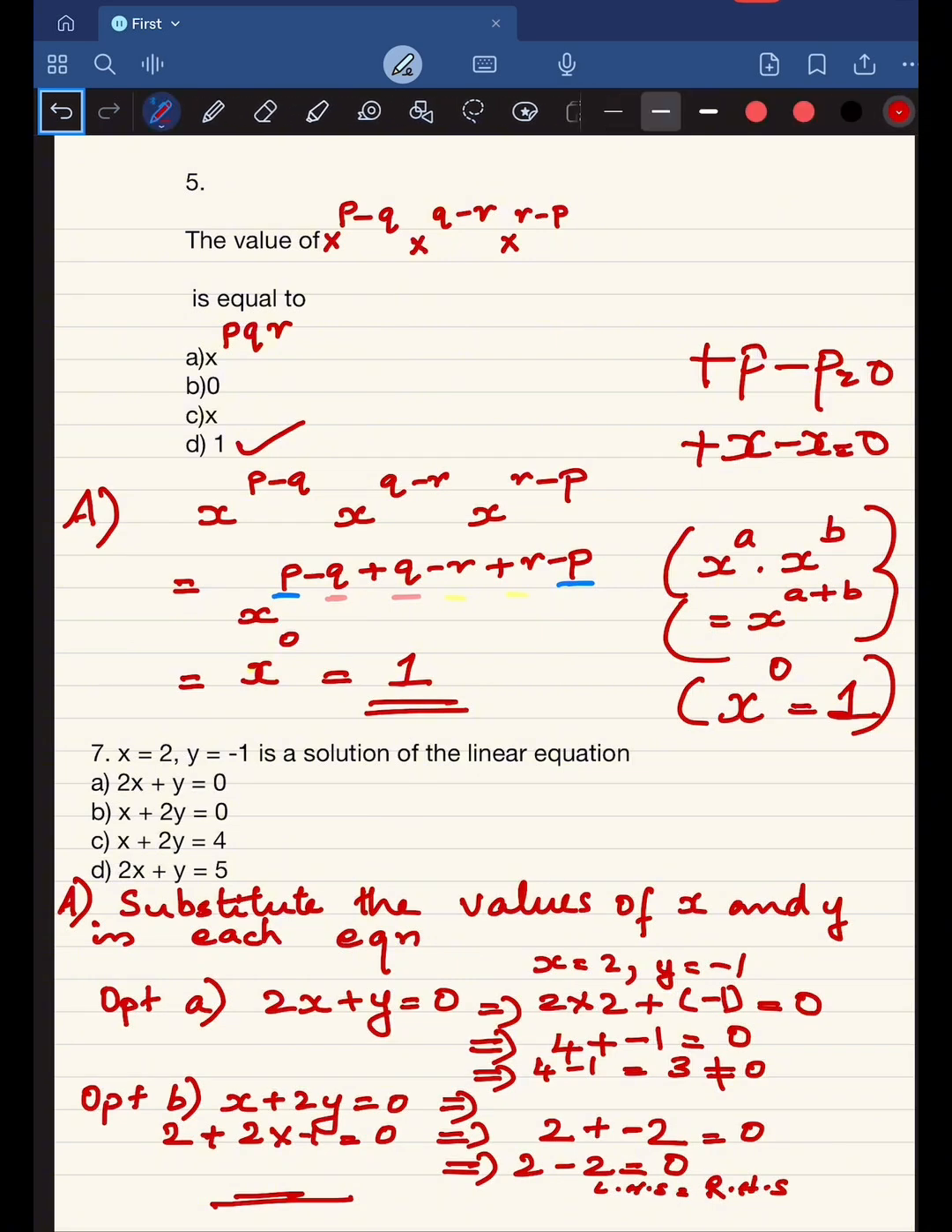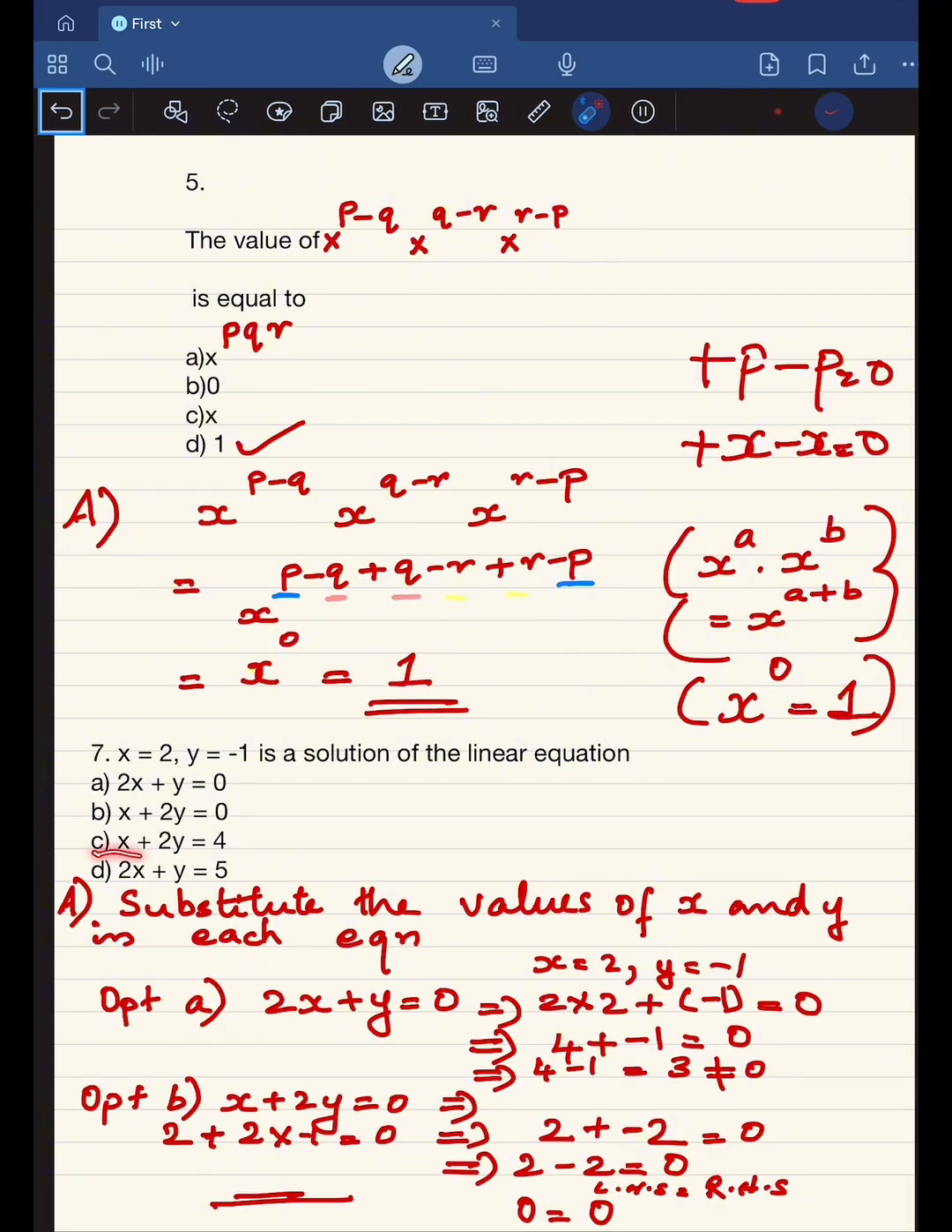So here LHS also got 0, RHS also got 0. So this equation is correct. So x equal to 2, y is equal to minus 1 is a solution of this equation. Okay. So already we got the answer. So no need to go through the next equation, but we can check if it is correct or not.